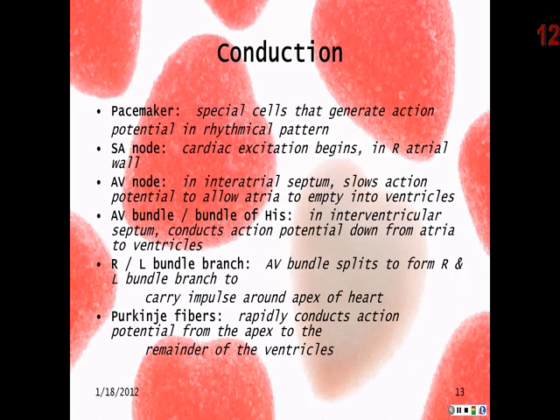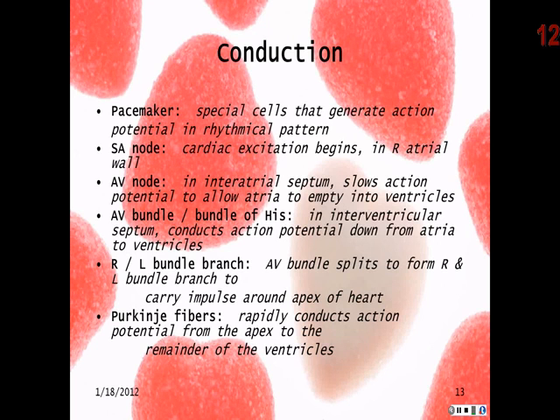The SA node is your primary pacemaker, and it is where cardiac excitation actually begins and sets the faster pace for the heart. This is located in the right atrial wall. The AV node is located in the inner atrial septum and slows the action potential started by the SA node. This is important to delay the ventricles to allow the atria to empty into the ventricles.